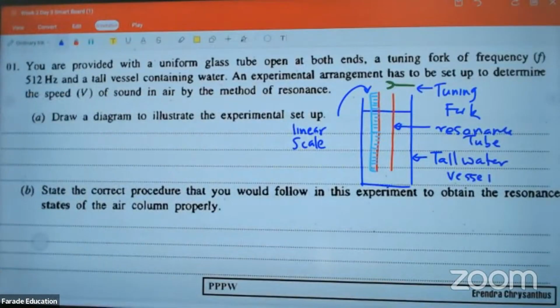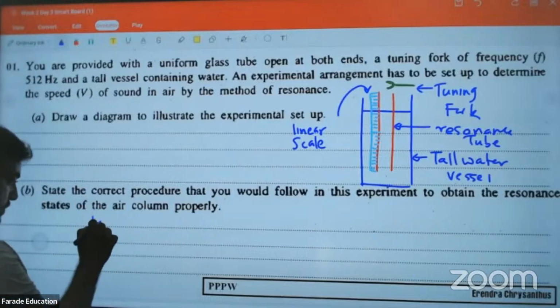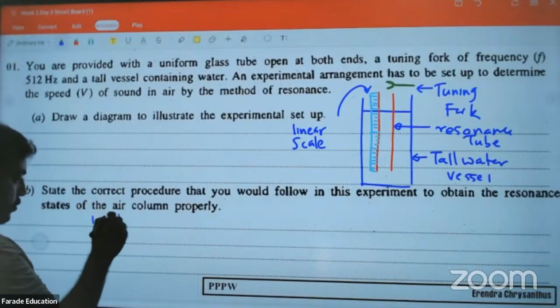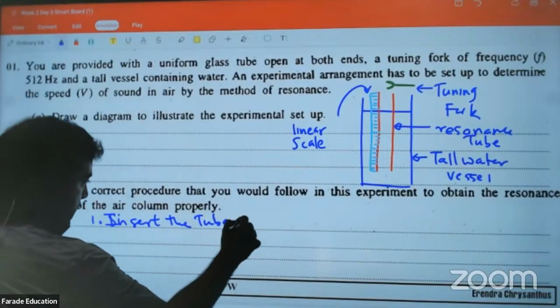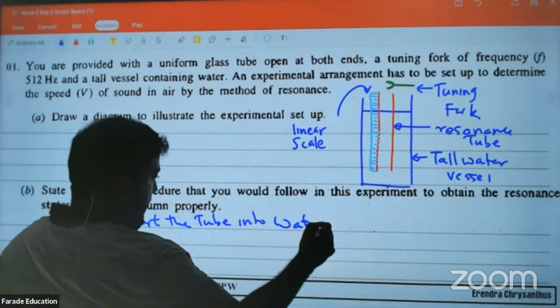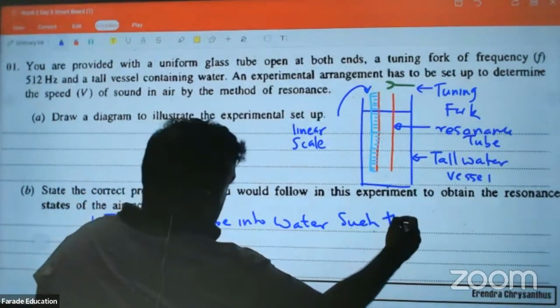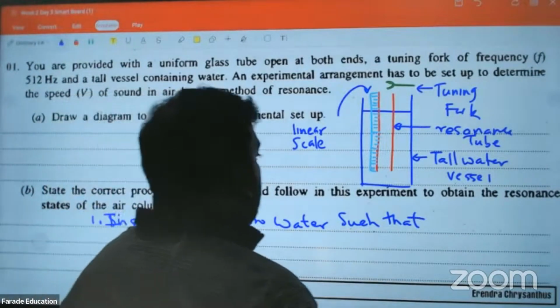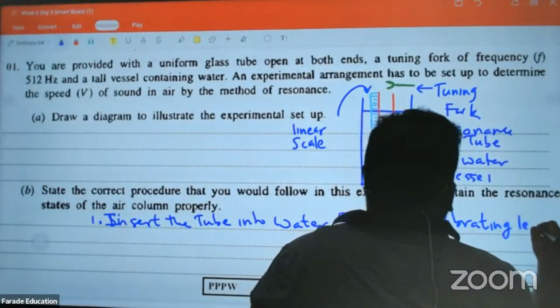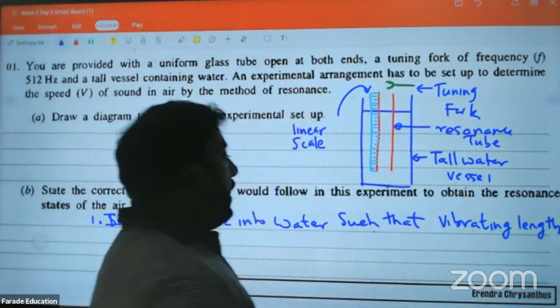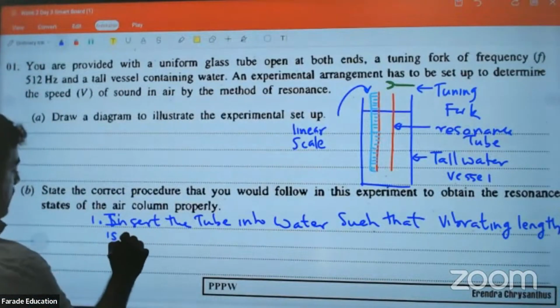State correctly the correct procedure to obtain the resonance state. Insert the tube into water such that the vibrating length is very small.